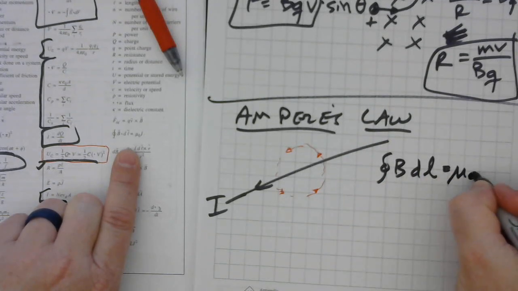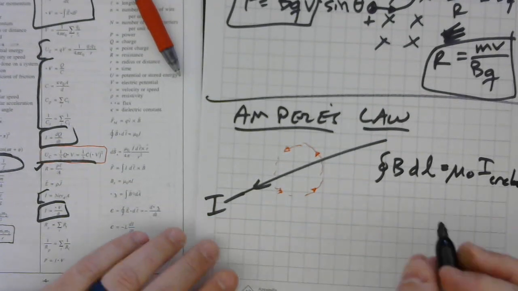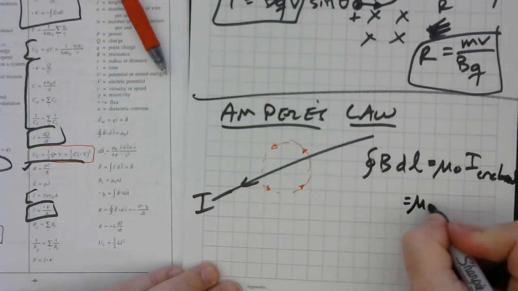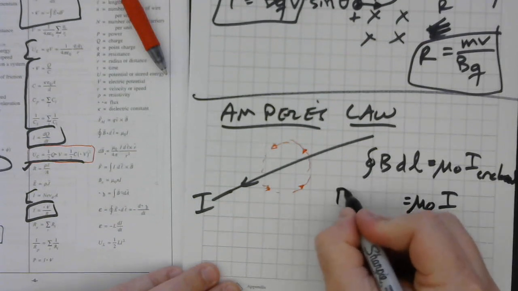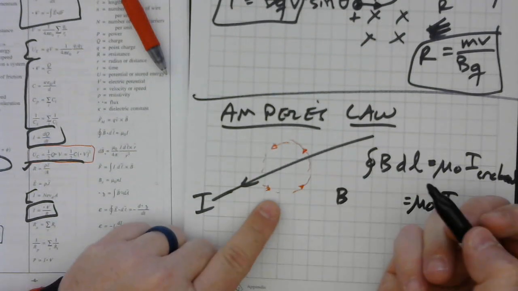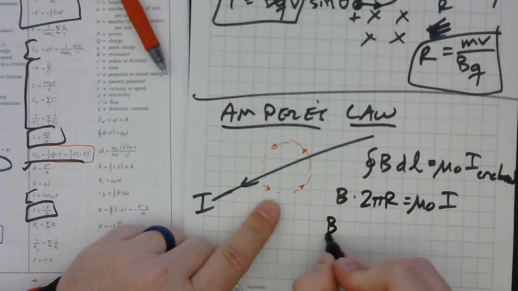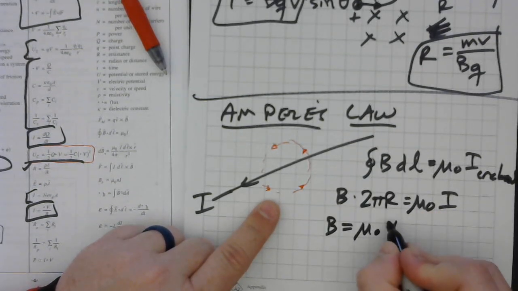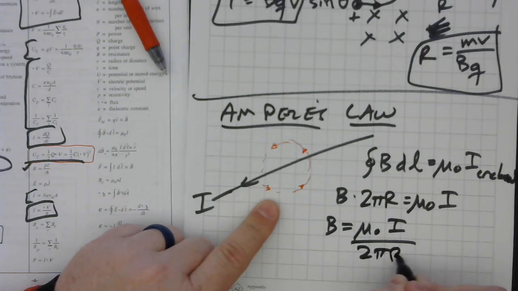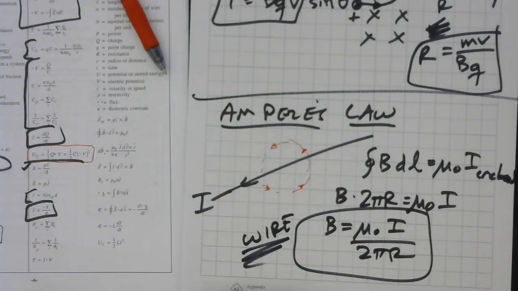Okay, and so here's the idea. This I stands for the current enclosed. So I just stick an I. The B field is going to be the same everywhere. Now all I have to do is add up all the little lengths in this red circle, and all the lengths add up to 2 pi r. So my B field ends up being μ I over the circumference. This one you need to memorize because that's what it's going to be for every single wire.